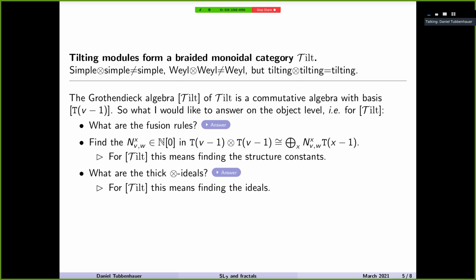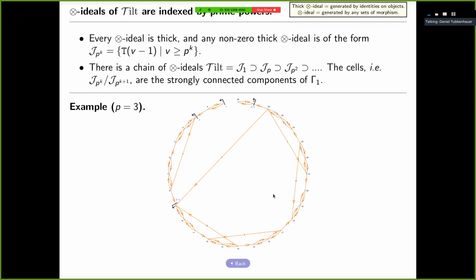Another question which I would like to answer, and this again has a very nice answer, is what are actually the ideals in my Grothendieck ring? Let me just show you the answer. I just showed you this picture. In this case, this is p equals 3. It's the same pattern. You have the longer edges, and everything repeats on a scale that gets bigger and bigger. So there will be the next longer edge, and the next prime point will be another long edge, and so on.